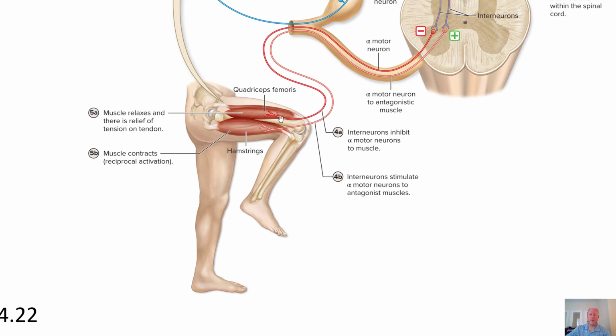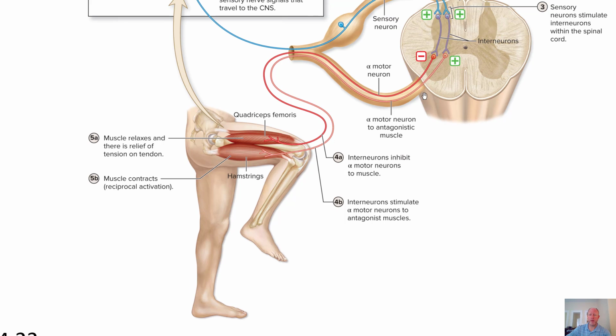And in this case the quadriceps muscle is told to relax because there's relief of tension on the tendon. And that was based on the interneurons inhibiting motor neurons to the muscle here, 4A. And after that, we actually have the interneurons stimulating alpha motor neurons to antagonist muscles. The muscle contracts in reciprocal activation here. Reciprocal activation, not inhibition. Inhibition meaning it would not be doing its job.